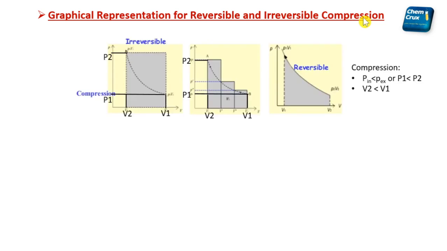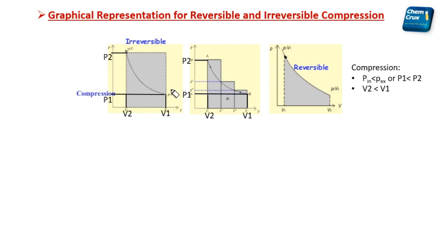Now coming to graphical representation for reversible and irreversible compression. First you can see the plot for irreversible compression. Now what is the condition for compression? External pressure is greater than that of the internal pressure, right? So we can see that P2 will be greater than P1. Here P2 is greater than P1 and volume will decrease, that is V2 will be less than V1.